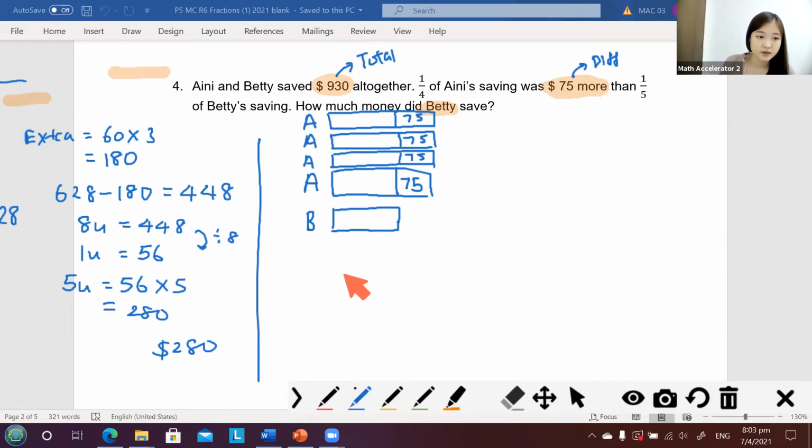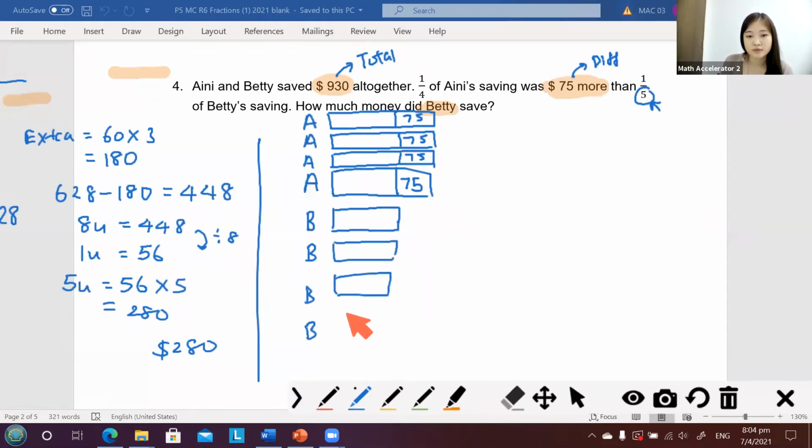Yes, okay. So draw in another 4 more. 1/5 of Betty, so we need 5. We only have 1. So add in another 4 more. Okay, so a lot of you have the answer ready. You hold on now, then we'll check whether your answer is correct because some of you have different answers.